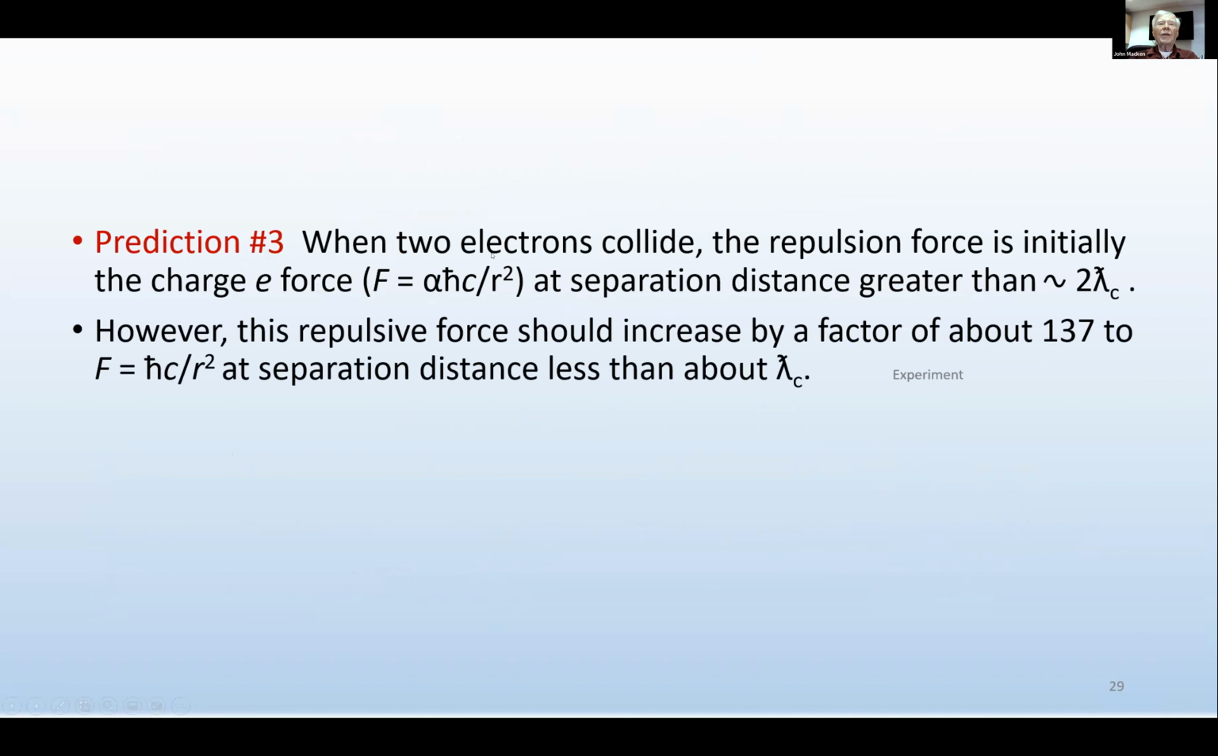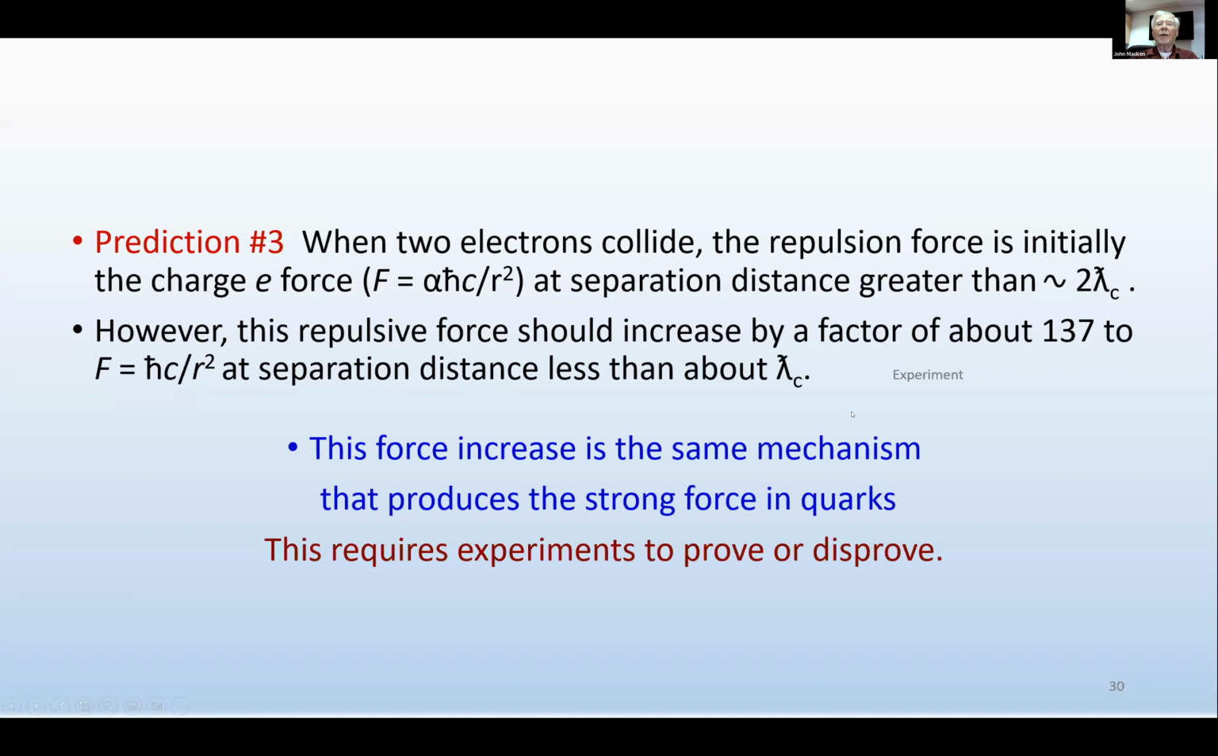So then prediction 3: when two electrons collide, the repulsive force is initially a charge E force. So this is what everybody would say. But I'm now saying that this only occurs up to a separation distance of 2 times the Compton angular wavelength. My prediction is that this repulsive force should increase by a factor of 137 to this equation, which is missing the alpha, so it is 137 times bigger, at a separation distance less than this Compton angular wavelength.